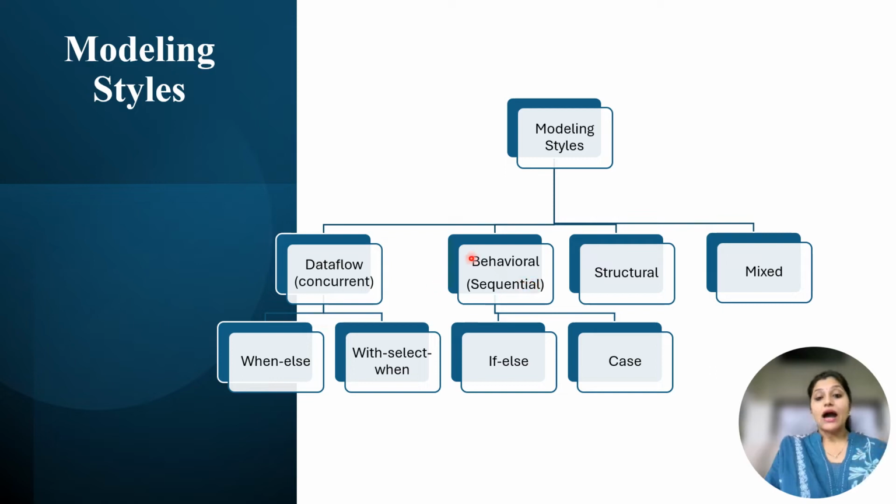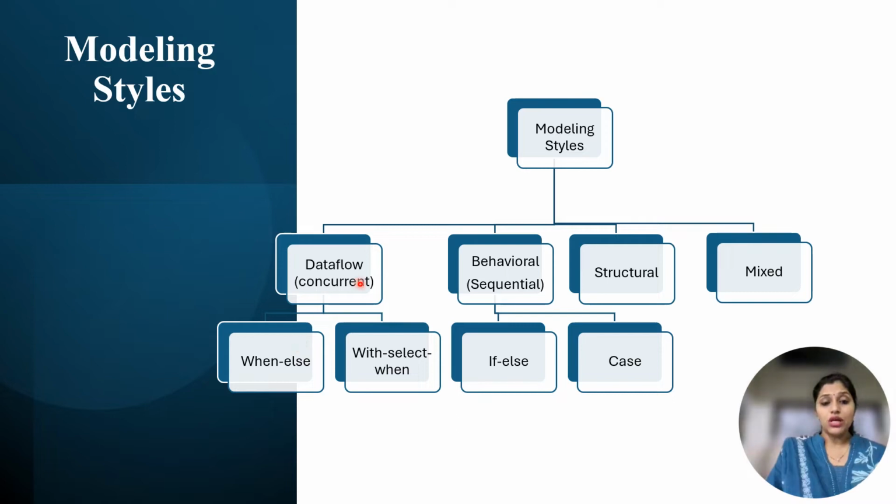Then comes the highest level of abstraction. In the highest level of abstraction, we only explain the behavior of our circuit. We do not concentrate on the internally used components. So the lowest level of abstraction is structural modeling, where we describe each and every component used. The intermediate level is data flow modeling, and behavioral is the highest level of abstraction.